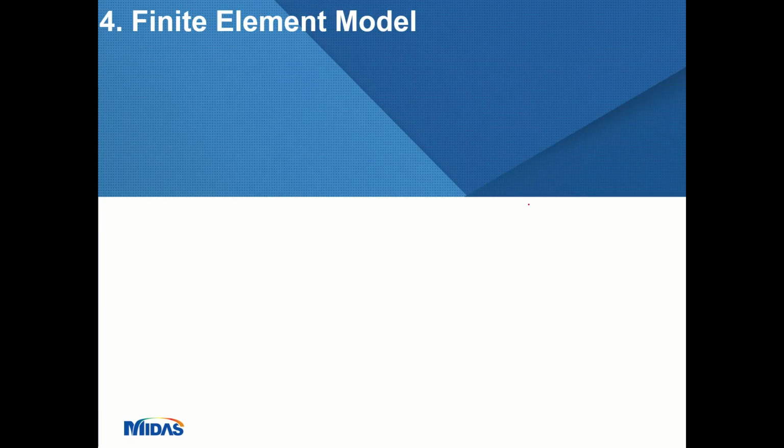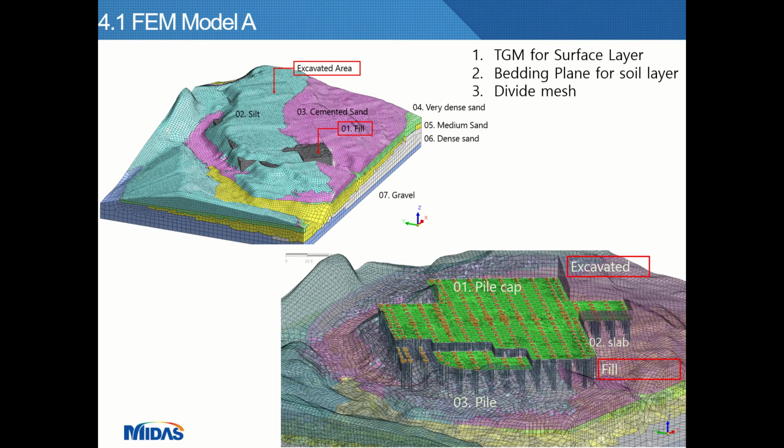Let us move on to the finite element model. In order to show you the effect of cut and fill, I need to make two FEM models. Let's call the first one model A. We have a non-horizontal soil layer and soil surface. The black mesh is where I'm going to put my fill. This is the fill area.